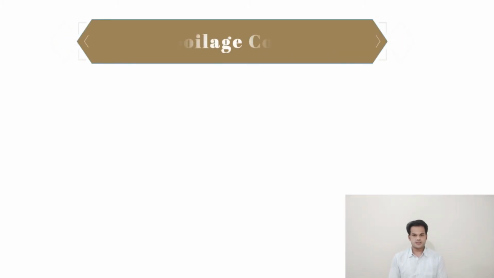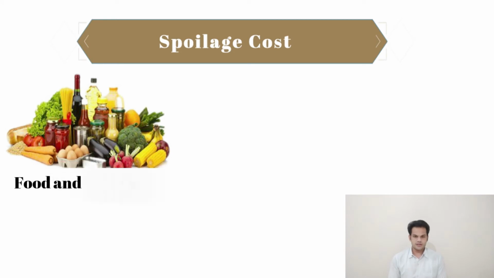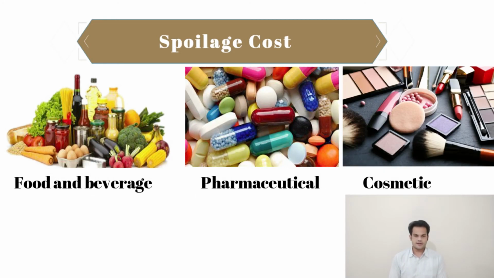Fourth type of cost is the spoilage cost. Perishable inventory stocks can expire or spoil if not sold in time. So, controlling inventory to prevent spoilage is essential. Products that expire are a concern for many industries. Industries such as food and beverage, pharmaceuticals, healthcare, and cosmetics are affected by the expiration and use by date of their products.